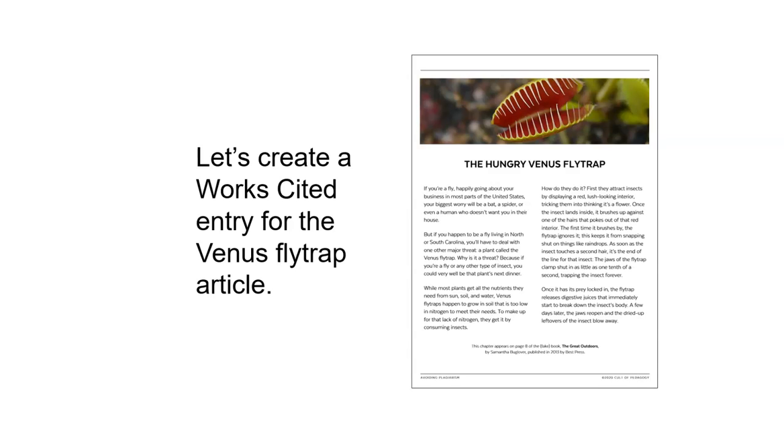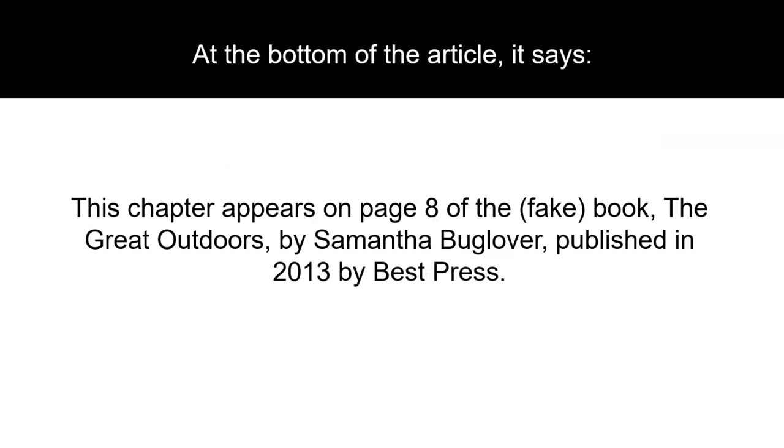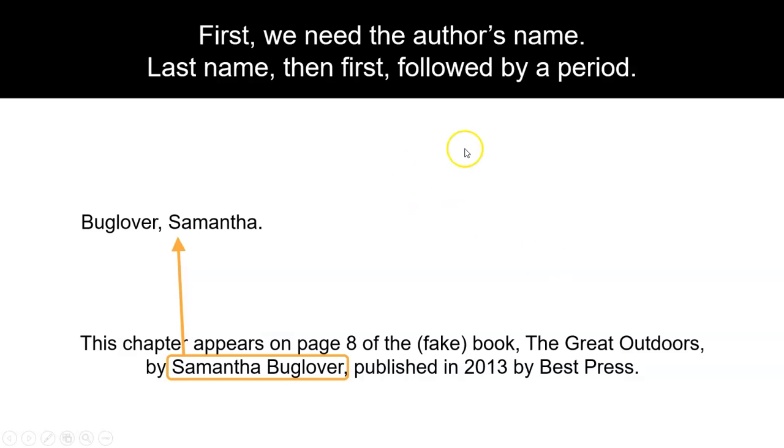Let's imagine that we're creating a works cited entry for the Venus flytrap article. So at the bottom of the article, it gives some information about where the source comes from. It says this chapter appears on page 8 of the fake book, The Great Outdoors, written by Samantha Buglover, published in 2013 by Best Press. Okay, so the first thing we need in MLA is the author's name. And we always start with last name, comma, and then first name followed by a period. So if you look at the example here, we have the last name first, Buglover, comma, Samantha, period.